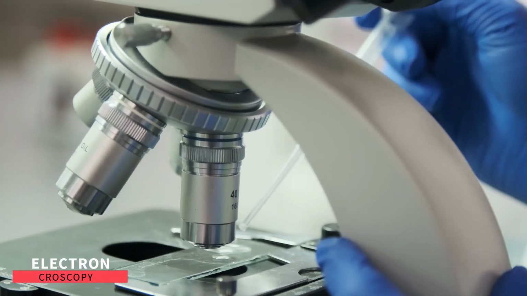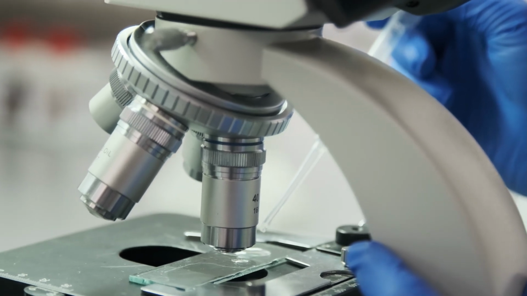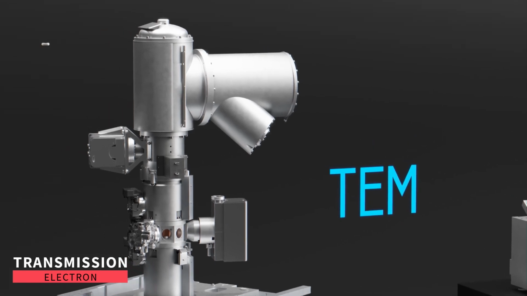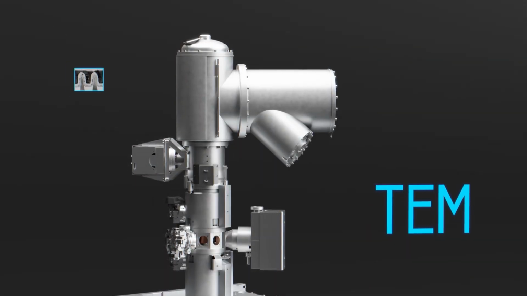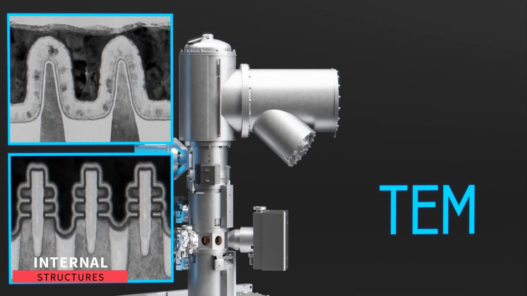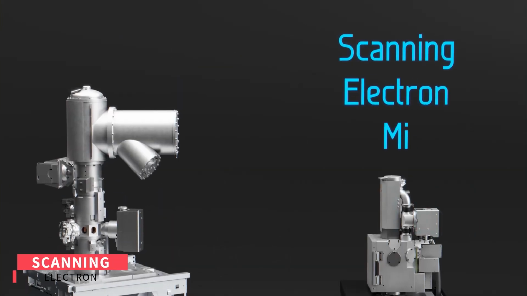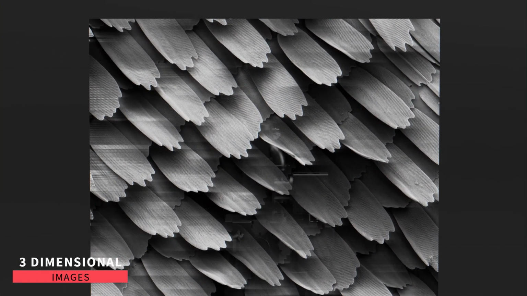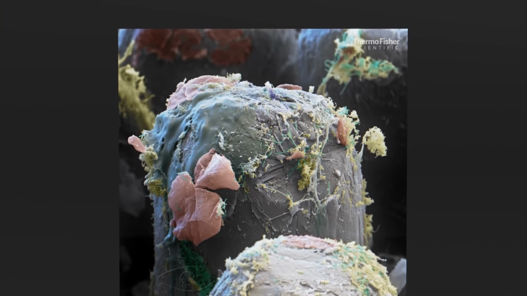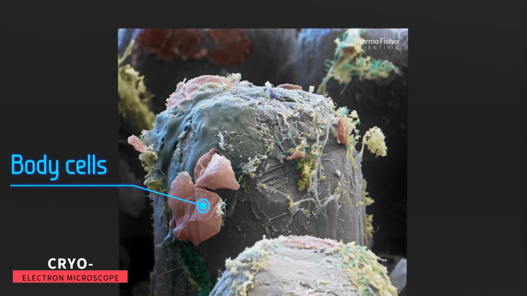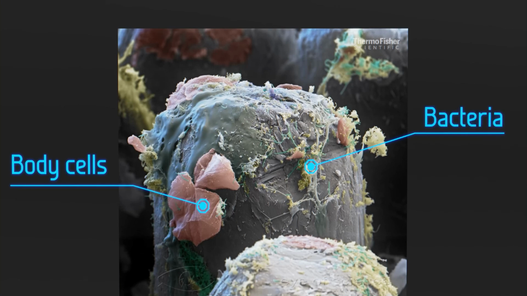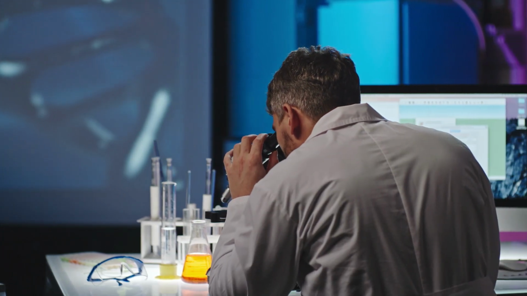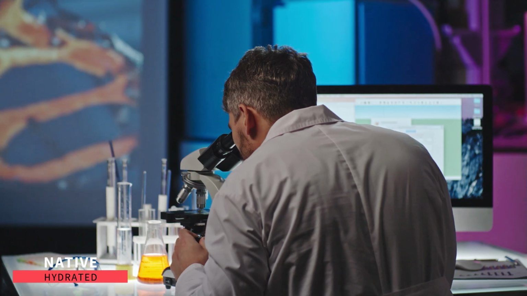As we delve deeper into the world of electron microscopy, we'll explore the different types of instruments available, each designed to tackle specific scientific challenges. From the workhorse transmission electron microscope, TEM, which allows researchers to study the internal structure of materials with incredible detail, to the scanning electron microscope, SEM, which provides stunning three-dimensional images of a specimen's surface. We'll also explore the latest advancements in cryo-electron microscopy, a technique that has revolutionized the study of biological molecules by allowing researchers to image them in their native, hydrated state.